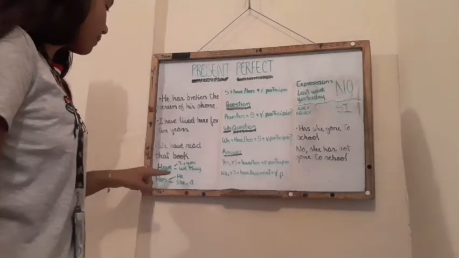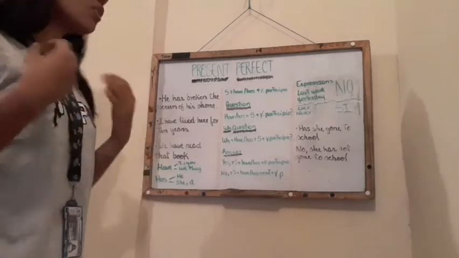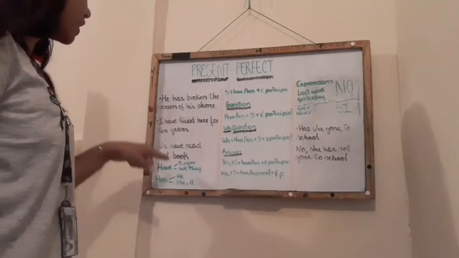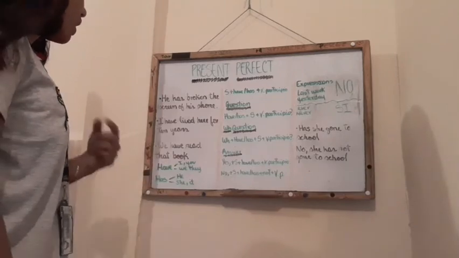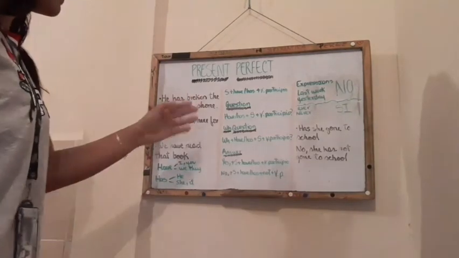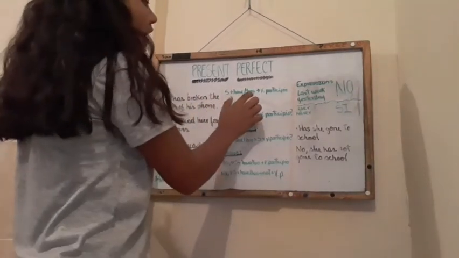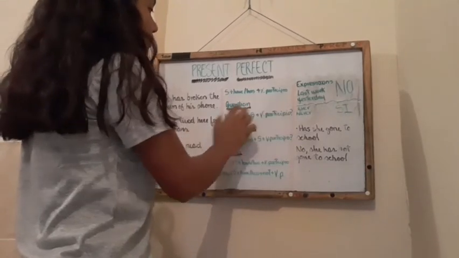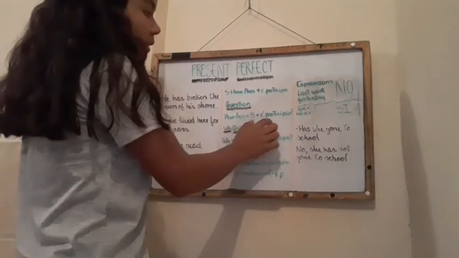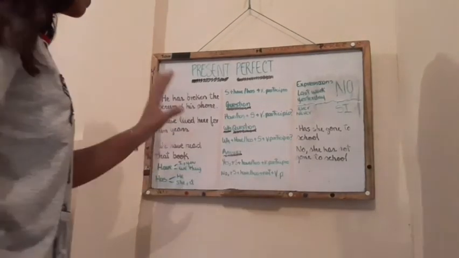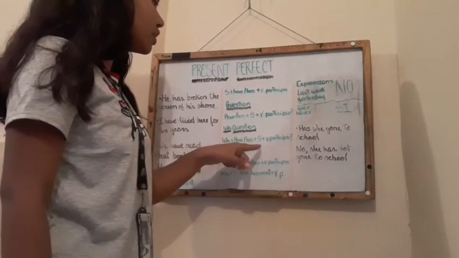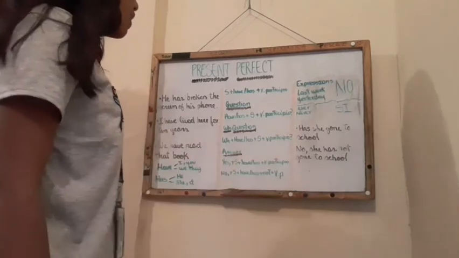The auxiliary verb is have or has. Have is for I, you, we, they, and has is for he, she, it. This is subject, plus have or has, plus verb in the participle. In questions, have or has, plus subject, plus verb in the participle. In a what question, it is what, plus have or has, plus subject, plus verb in the participle.